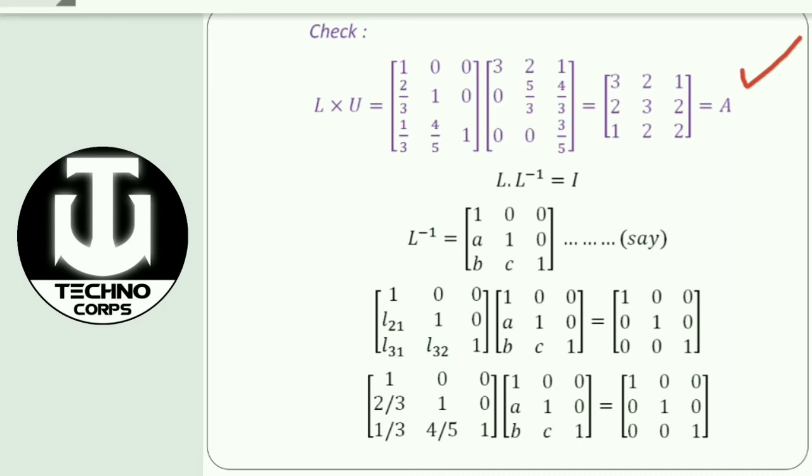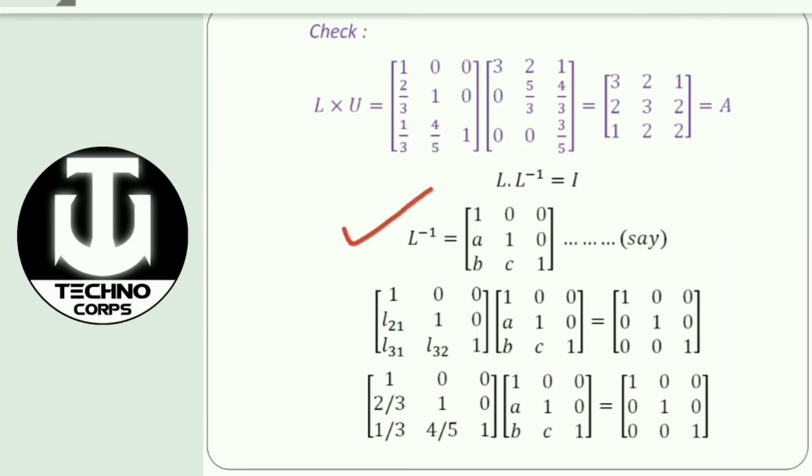After that, we will go for the calculation of L inverse. How? By using the identity property of a matrix, that is, any matrix multiplied by the inverse of that matrix will be equal to what? The identity matrix. Okay, so L into L inverse equals what? Equals I.